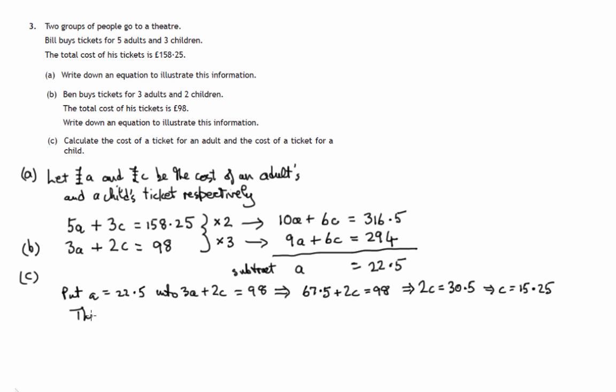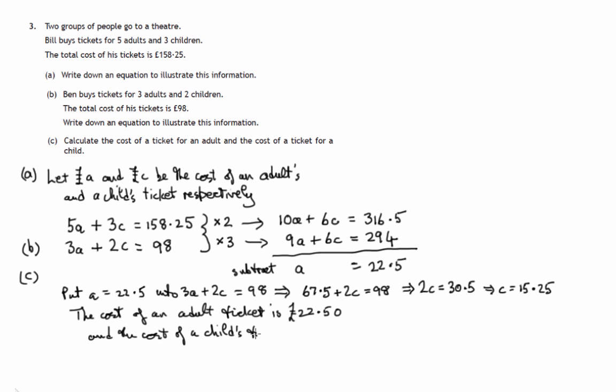So the cost of an adult ticket is £22.50, and the cost of a child's ticket is £15.25.